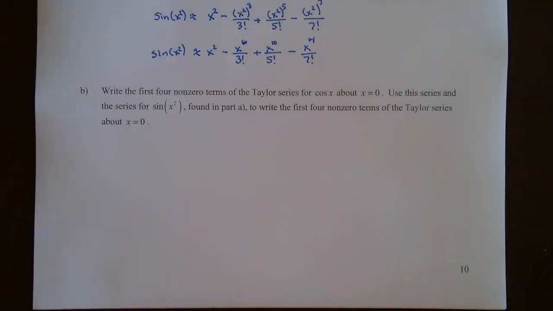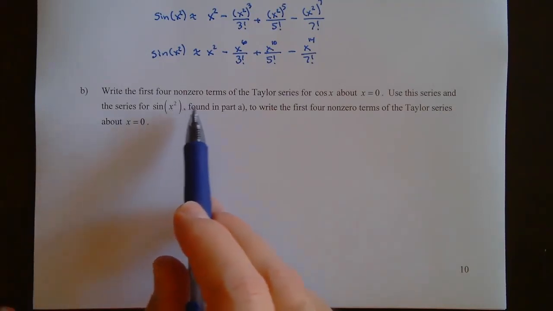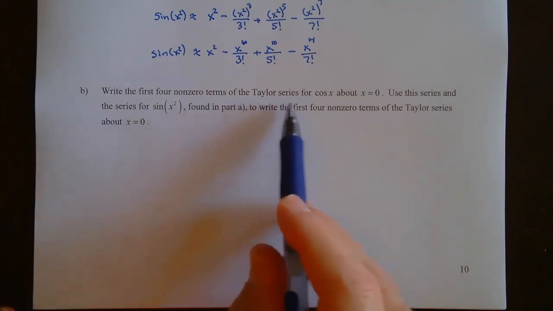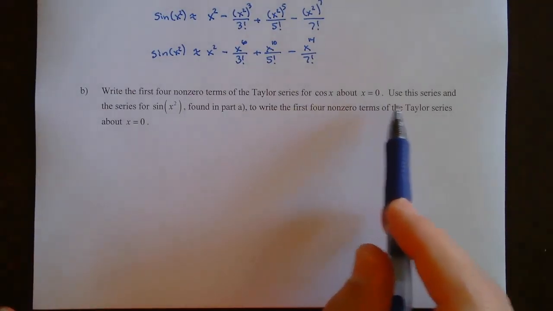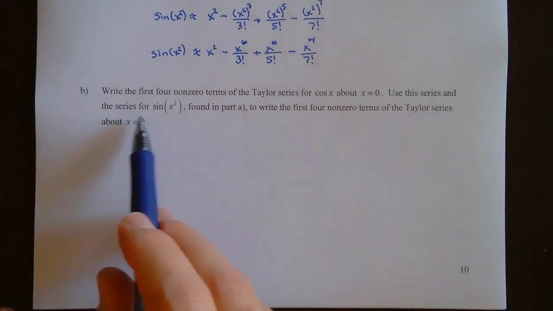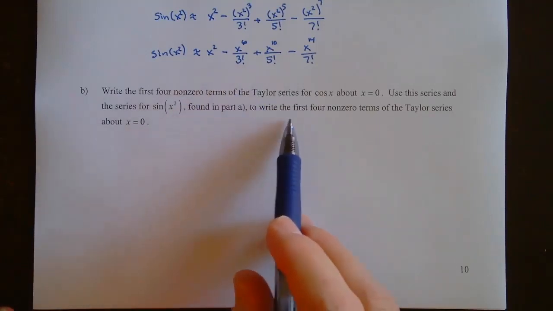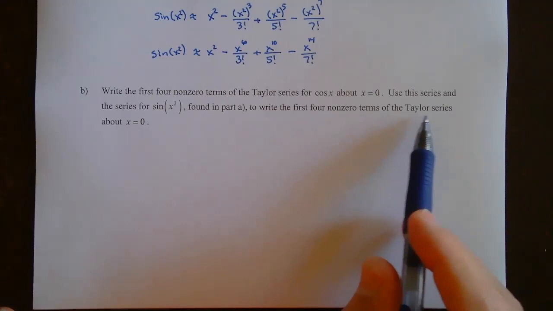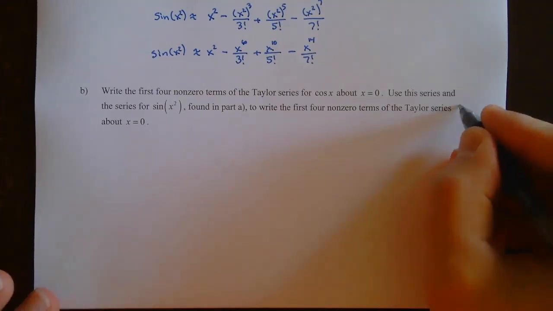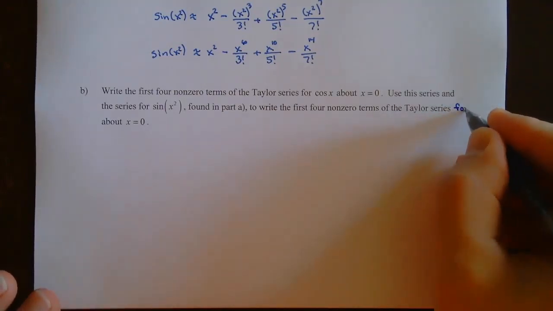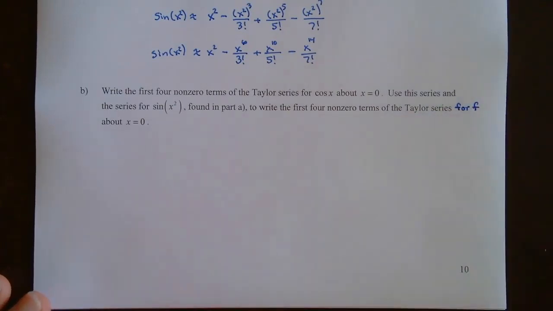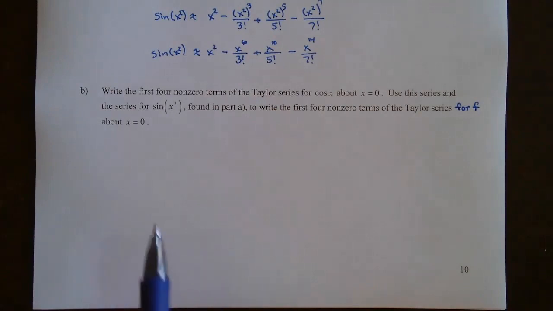All right, for part B, we want to write the first four non-zero terms of the Taylor series for cosine x about x equals 0. And then we want to use that series and the series for sine of x squared found in part A, that's what we just did up here, to write the first four non-zero terms of the Taylor series for f about x equals 0. That's a typo I made. So we're going to write a Taylor series for that original function up above, which is sine of x squared plus cosine of x.